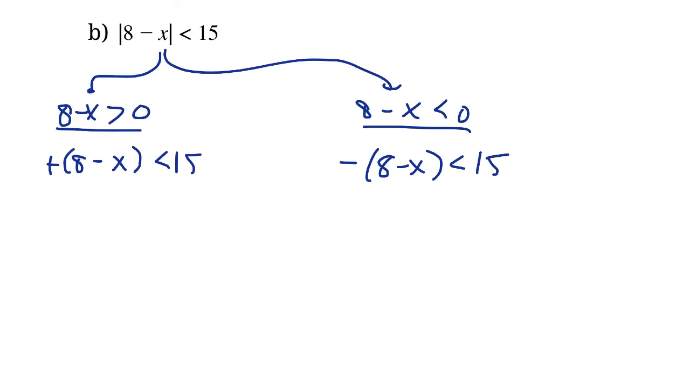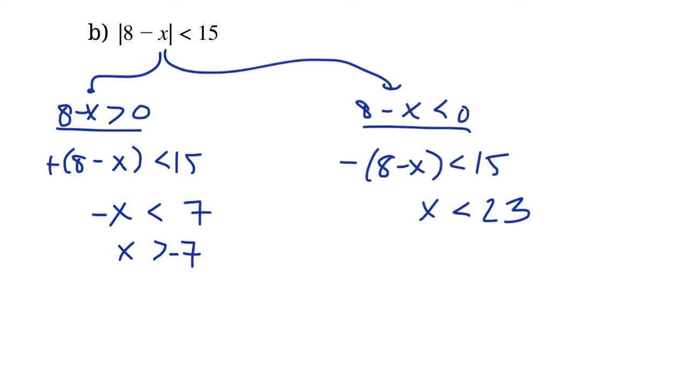If we solve these two, the positive one on the left is going to be negative x is less than 15 minus 8, which is 7. So x has to be greater than -7. I multiplied by -1, so I had to flip the direction of the sign. Same thing on the other side. If I move that 8 to the other side, it becomes positive, so 15 plus 8 is 23, and we have positive x. So x has to be greater than -7 and less than 23.